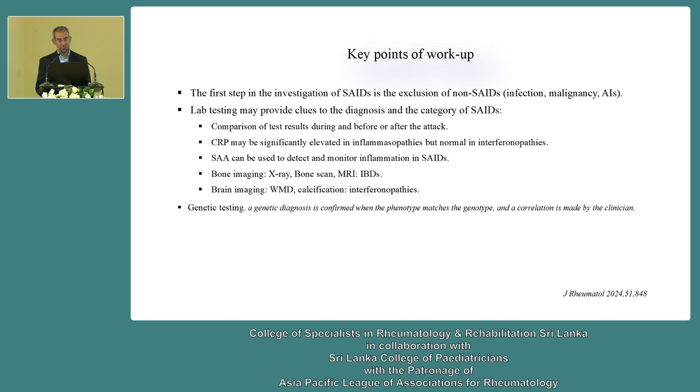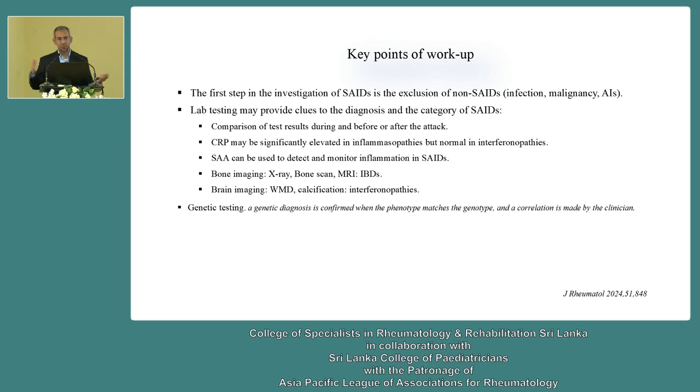CRP may be significantly elevated in certain autoinflammatory diseases, the classic inflammasomopathies, but may be normal in interferonopathies. So you have to keep it in mind. Normal inflammatory markers do not rule it out. And serum amyloid A can be used to detect and monitor inflammation in systemic autoinflammatory disease.